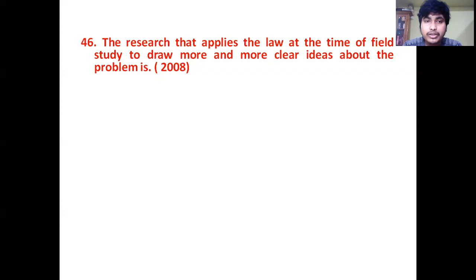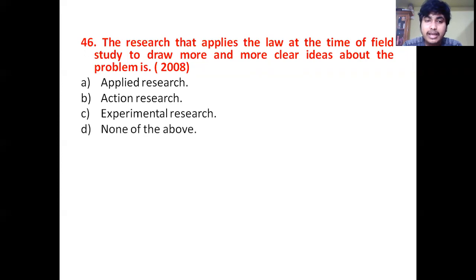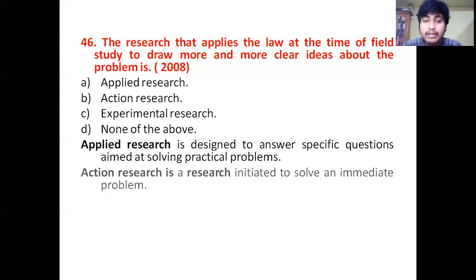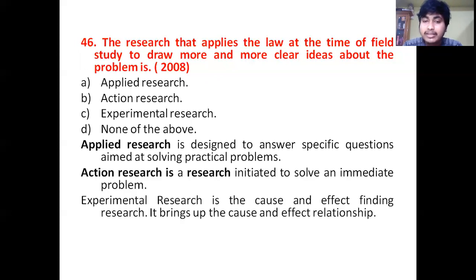The next question is, the research that applies the law at the time of field study to draw more and more clear ideas about the problem is, here options are given: applied research, action research, experimental research, and none of the above. Applied research is designed to answer a specific question, aiming at solving practical problems. Action research is initiated to solve the immediate problems. Experimental research is cause and effect finding research; it brings out the cause and effect relationship.